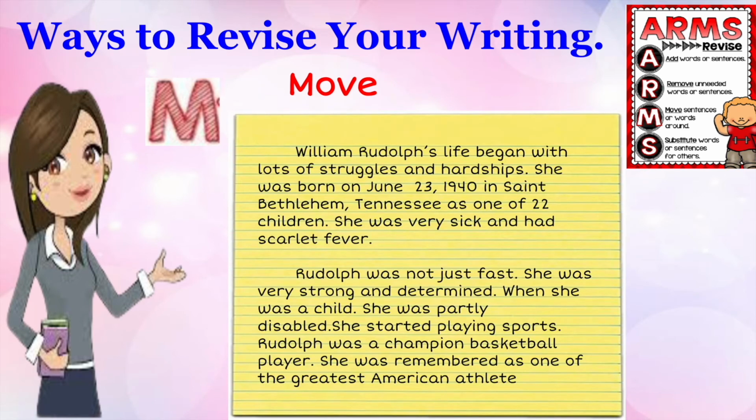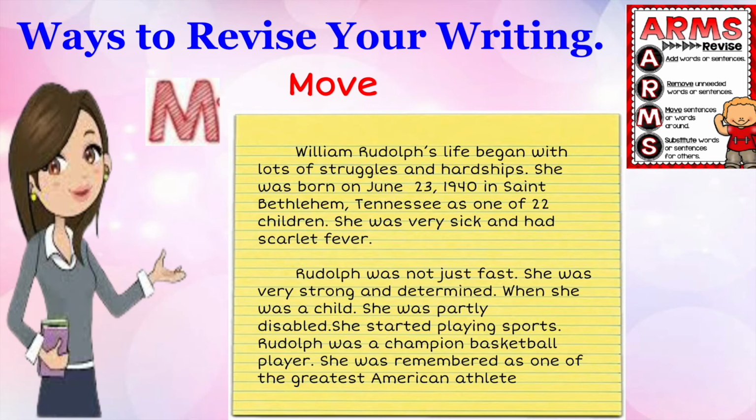Wilma Rudolph's life began with lots of struggle and hardships. She was born on June 23rd, 1940 in St. Bethlehem, Tennessee as one of 22 children. She was very sick and had scarlet fever. Rudolph was not just fast, she was very strong and determined. When she was a child, she was partly disabled. She started playing sports. Rudolph was a champion basketball player. She was remembered as one of the greatest American athletes.